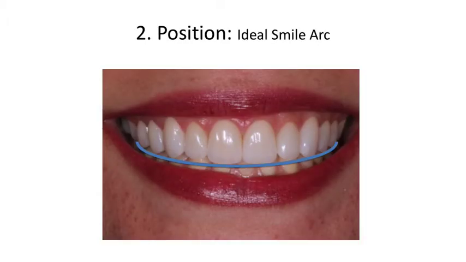The next topic under tooth position is what we call the smile arc. And here is an example of a pretty ideal smile arc. And by that we mean the arc that is formed by the edges or biting edges of the teeth, as you see here.